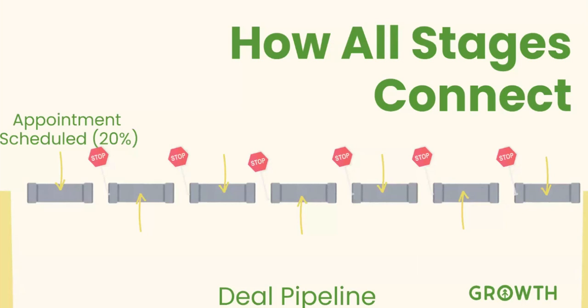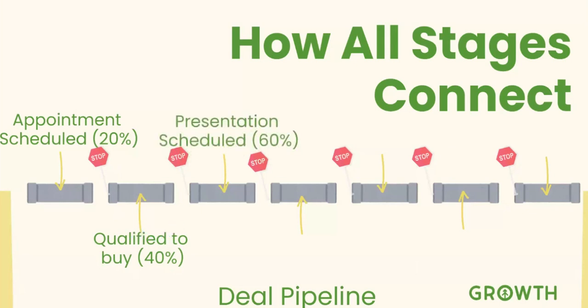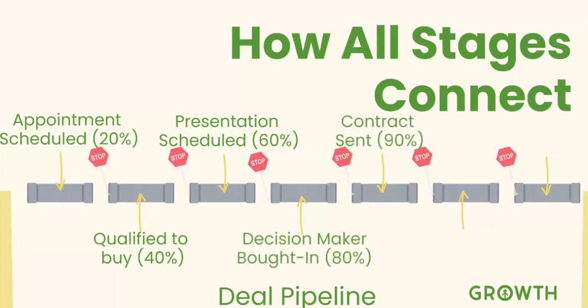The appointment scheduled, and again, we see 20% there. That's saying there's a 20% probability that this will close. Crucial information. That's what we need to go and forecast the future. But if we wanted to, we can't get to qualified to buy because we hit stop here. Maybe we need to know something. Maybe this is where the BANT happens, right? The budget, authority, need, time frame. Then we can go to presentation scheduled. We're a little bit more sure of ourselves at 60, DM bought in, contract sent.